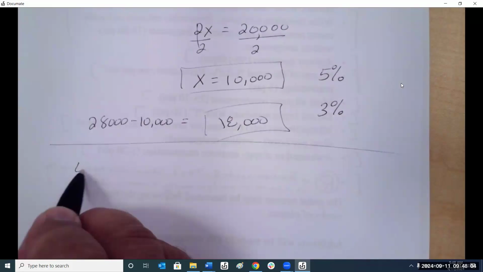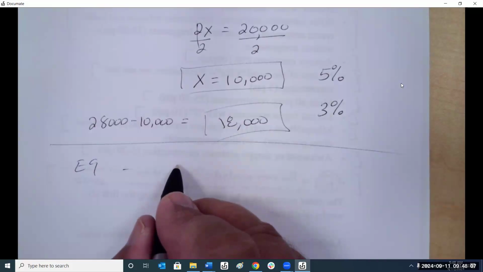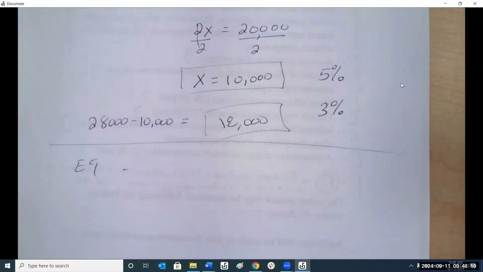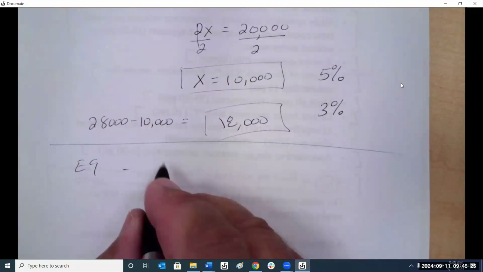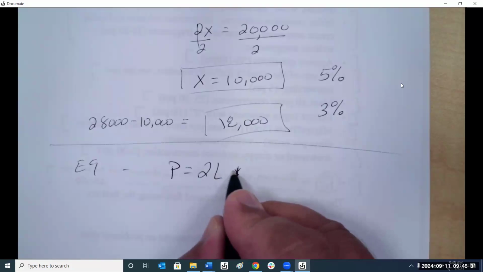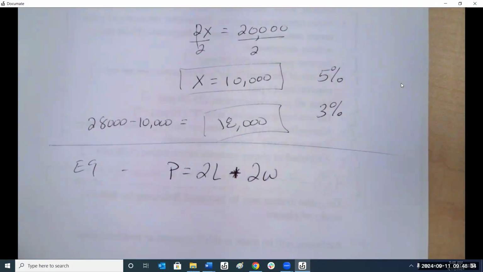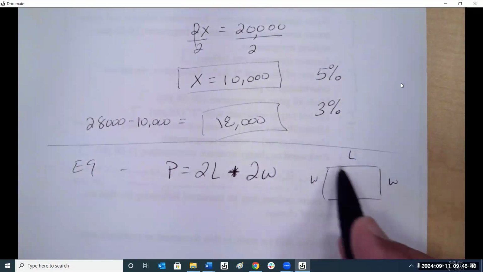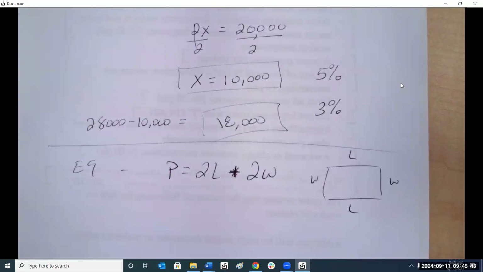Examples 8 and 9. Example 9, since we're dealing with perimeters, what's the perimeter? That is the sum of all sides. It's the outer edge of something, like how much paper do you put on a box? So the perimeter formula for a rectangle is 2 length plus 2 width. Because we're adding, we have the 2 lengths and the 2 widths. So you add all 4 of those. That's the perimeter. So you find out what they are and put them in there.